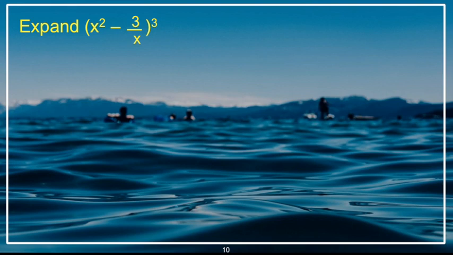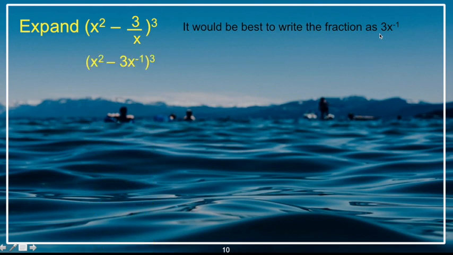Do not be scared about that, okay? Because it would be best to write the fraction as 3x to the power of negative 1. We have a certain law of index. The 3 over x is just 3x to the power of negative 1. I think if you write it this way, it would be less confusing, okay? So let's write it that way. So x squared minus 3x to the power of negative 1, cubed.